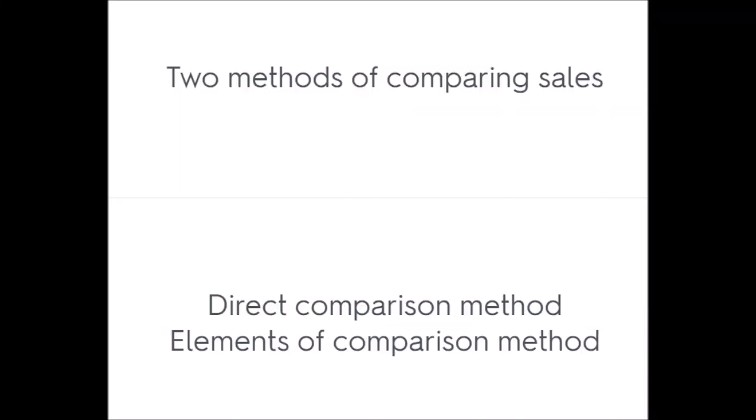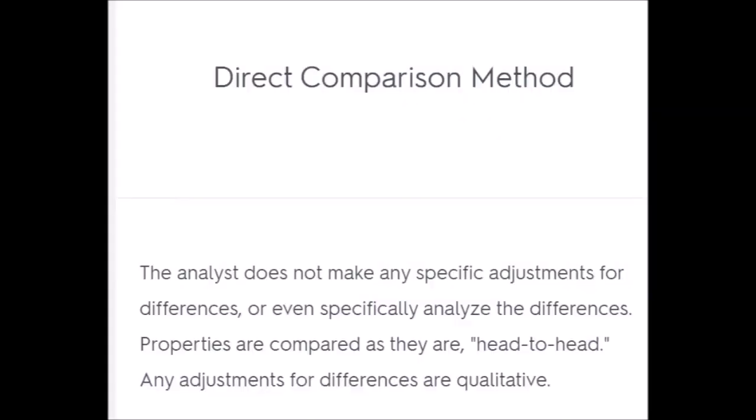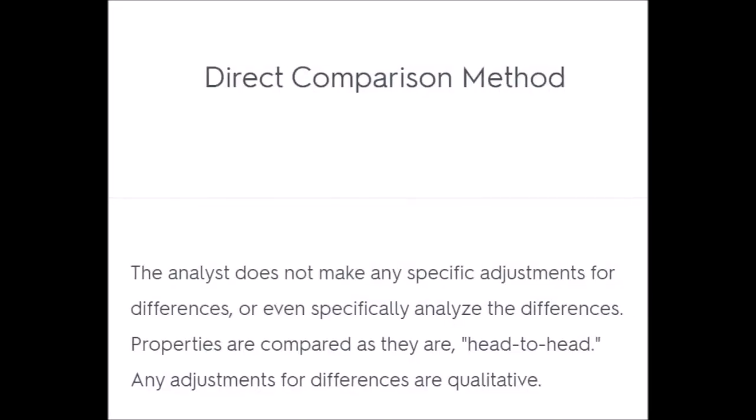Two methods of comparing sales. Direct comparison method. Elements of comparison method. In the direct comparison method, the analyst does not make any specific adjustments for differences or even specifically analyze the differences. Properties are compared as they are, head-to-head. Any adjustments for differences are qualitative.